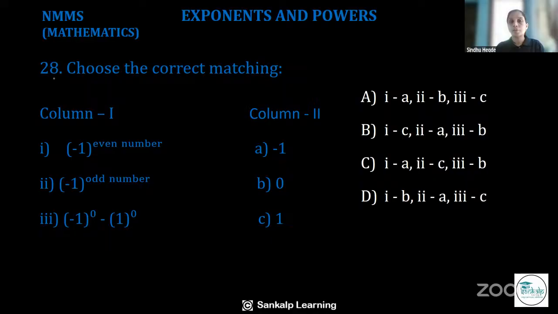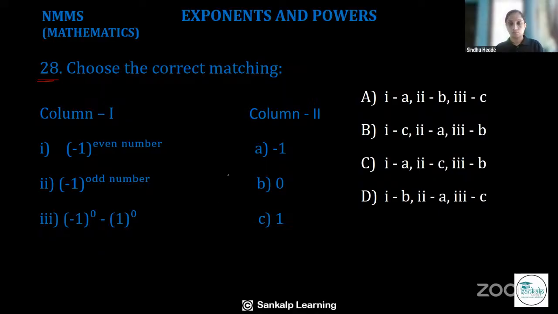Let us see question number 28 of the chapter Exponents and Powers. Choose the correct matching. Column 1 and column 2 are given. In column 1, first one, minus 1 raised to even number. Second one, minus 1 raised to odd number. Third one, minus 1 raised to 0 minus plus 1 raised to 0. Column 2, A minus 1, B 0, C plus 1.